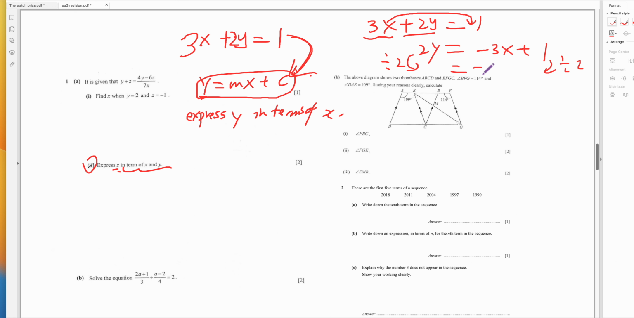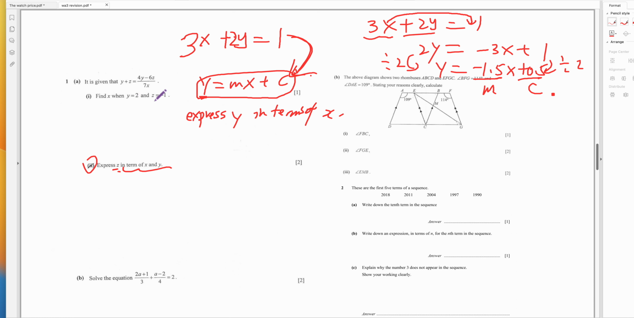So over here is minus 1.5x and this is 0.5. Right? So the m equals to this. This is your c. Okay, good. So this is how you convert it, or how you express y in terms of x.